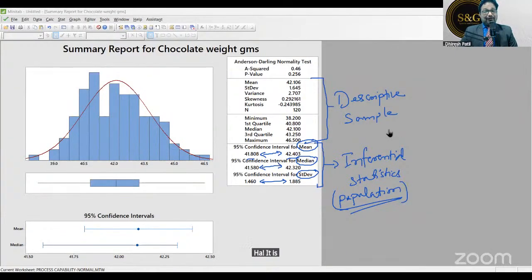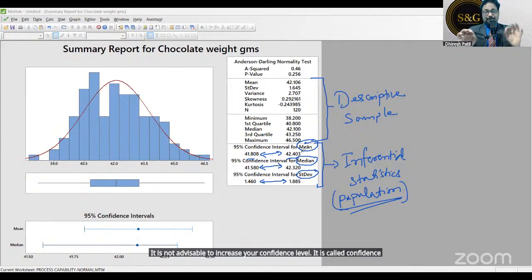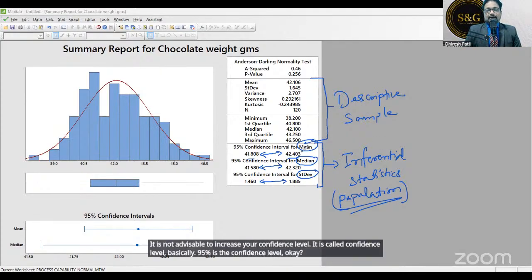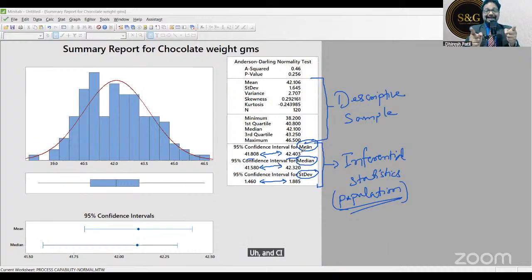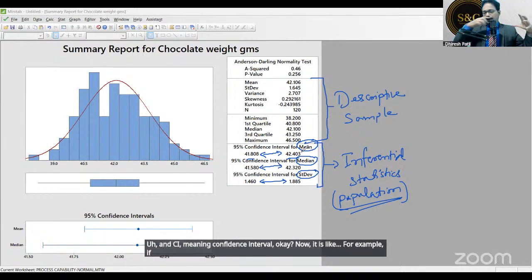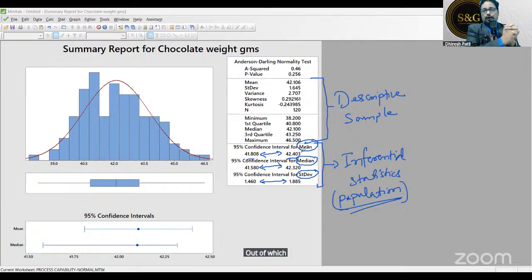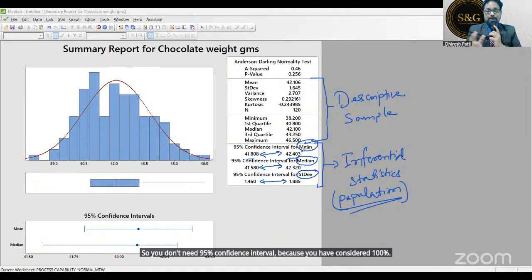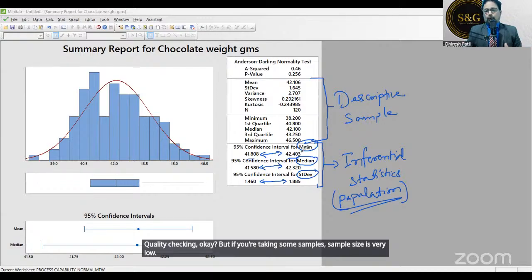It is not advisable to increase your confidence level. It is called confidence level basically. 95% is the confidence level. Okay. And CI meaning confidence interval. Now for example, if you have 100 pieces, out of which you check all the 100 pieces, so you don't need 95% confidence interval because you have considered 100% quality checking. But if you are taking some sample and sample size is very low, then your confidence can go down.